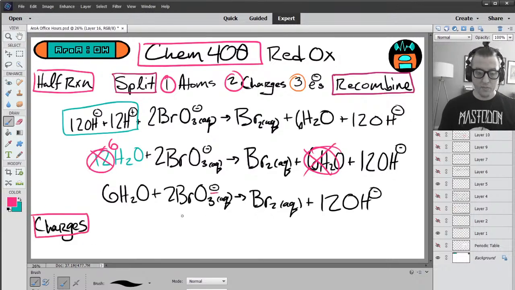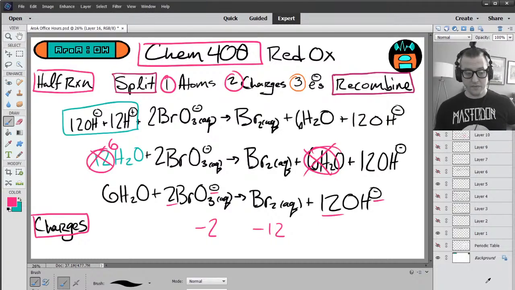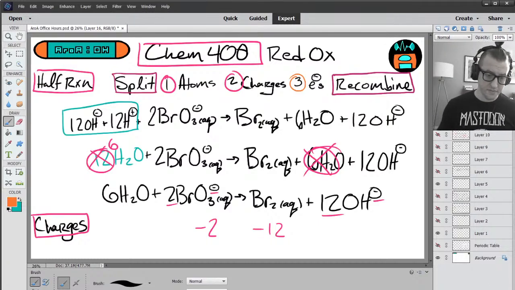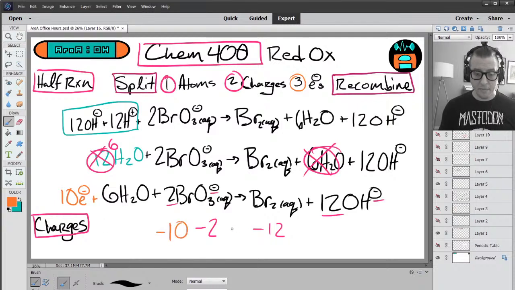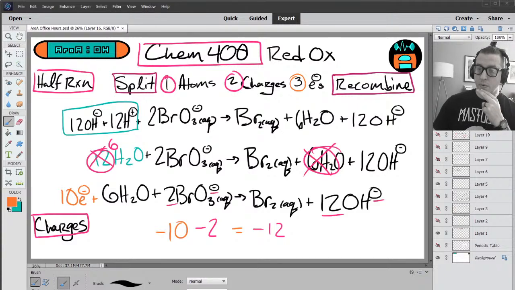On the reactant side, bromate has a charge of -1. We've got 2 of them, so that's a total charge of -2. That's the reactant side. On the product side, hydroxide has a charge of -1, but we have 12 of them for a total charge of -12. Now to balance our charges, we got to use electrons. We need our reactant side to become more negative. So we're going to add 10 electrons because negative 10 minus 2 is equal to negative 12. And now our charges are balanced. Whew. All right. Charges are balanced.